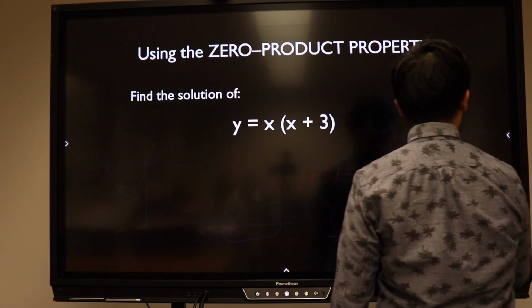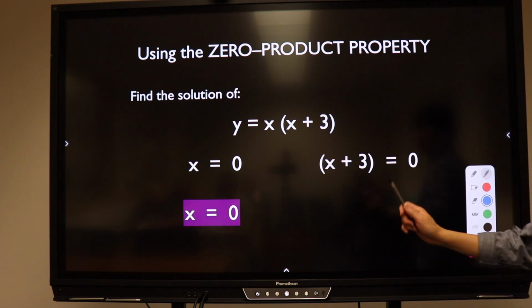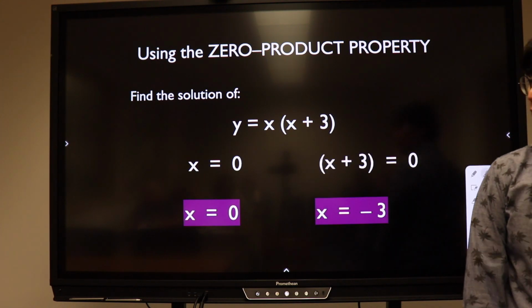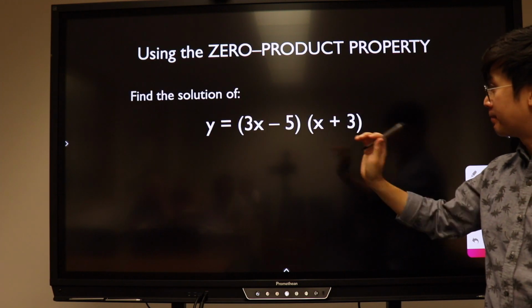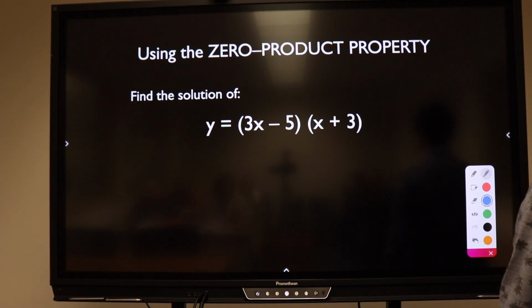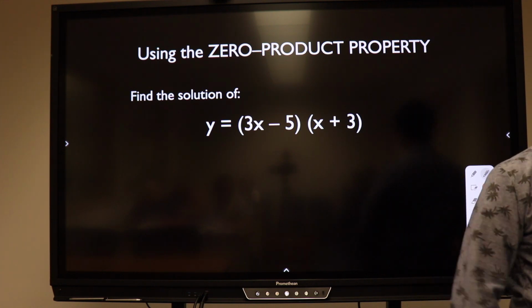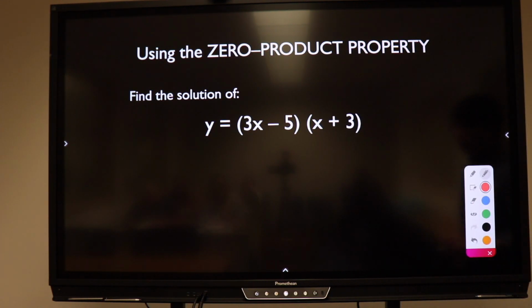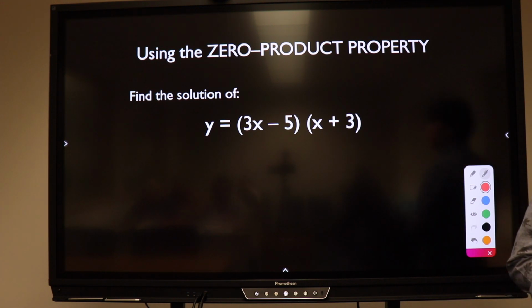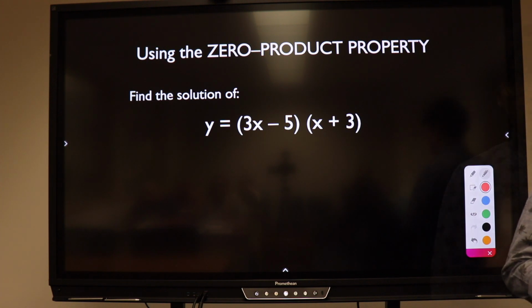All right. So factor, ZPP, now you have two solutions. So if I have this, can you give me the solution now of this quadratic equation? So what you're doing is you're finding the solution algebraically, not graphically. And using the zero product property, you'll be able to solve this with a little bit of algebra.